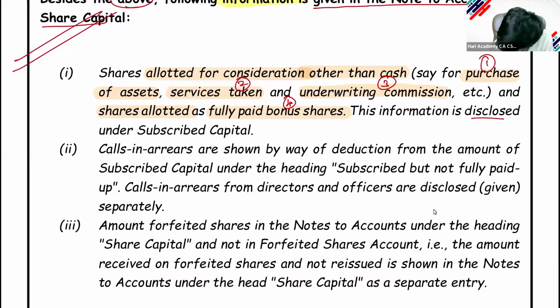Information is to be disclosed under subscribed capital. You should only disclose the information in brackets. That I will show you how you need to do. We will take another example. We will write it.